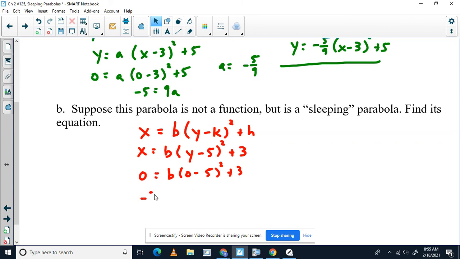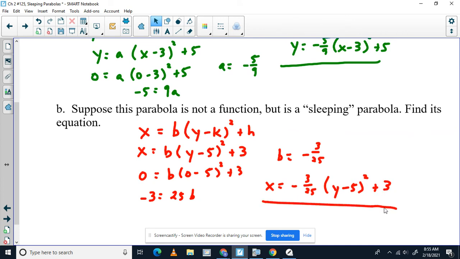So I'd subtract 3. Negative 5 squared is 25. And so my b value would be negative 3/25. So my sleeping parabola would have this equation, x equals negative 3/25 times y minus 5 squared plus 3. So if I were to sketch this one, it opens to the left because of the negative. It would be compressed horizontally, or wider horizontally, because of the 3/25. And we already knew the vertex was at 3, 5.